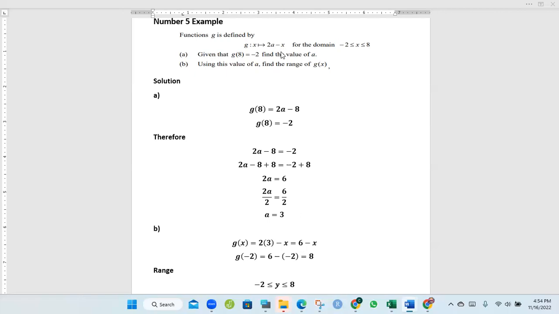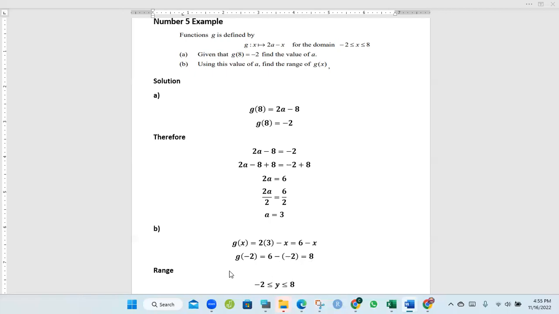Now we need to complete the range. So we have to substitute -2, because we know what g(8) is already. We see here, g(8) is equal to -2. So what we need to find now is g(-2). To find g(-2), we have to substitute -2 in the place of x. So we have g(-2) is equal to 6 minus -2. That is 6 plus 2, which is 8.